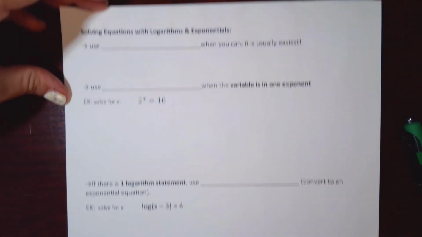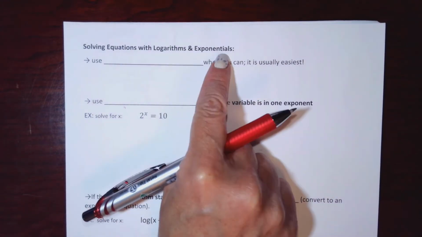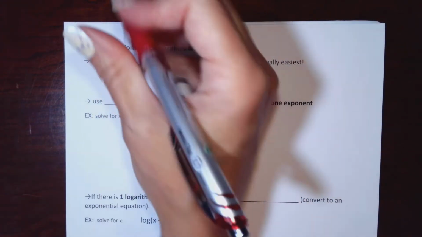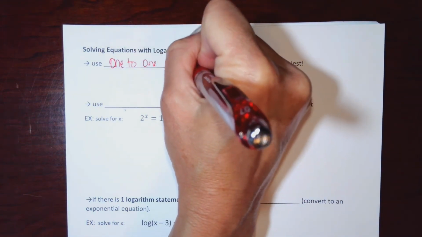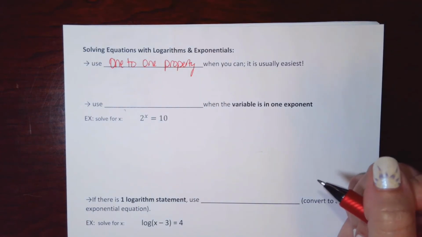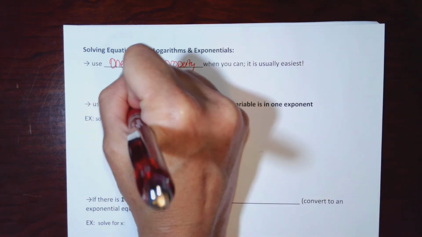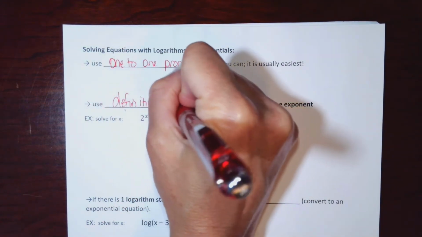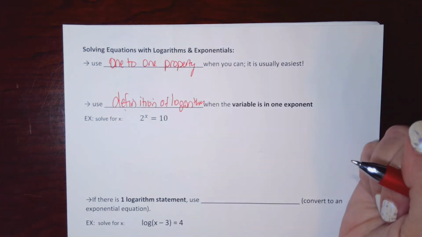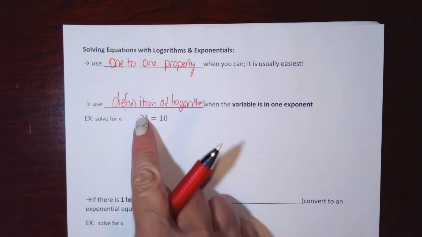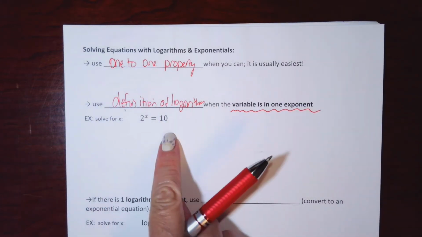Okay, so we have choices as we're deciding how to solve equations with logarithms and exponentials. If I can, I'm going to use that one-to-one property that we just practiced, because it's usually quick and easy. If I can't use the one-to-one property, I want to see if I can use the definition of logarithm. Now that definition of logarithm tells us that we can switch back and forth from log statements to exponential statements. This works when I have a variable in only one exponent. So let's solve for this.